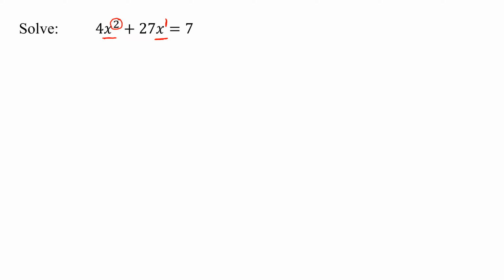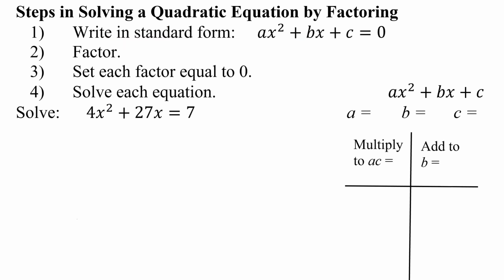And what's the first thing we like to do when solving quadratic equations? We want to see if it factors. So let's look at the steps in solving a quadratic equation by factoring. We need to write it in standard form. That means I need everything on one side in descending order and 0 on the other. Is that what I have in my situation here? No, unfortunately, I have the 7 that's on the right-hand side.